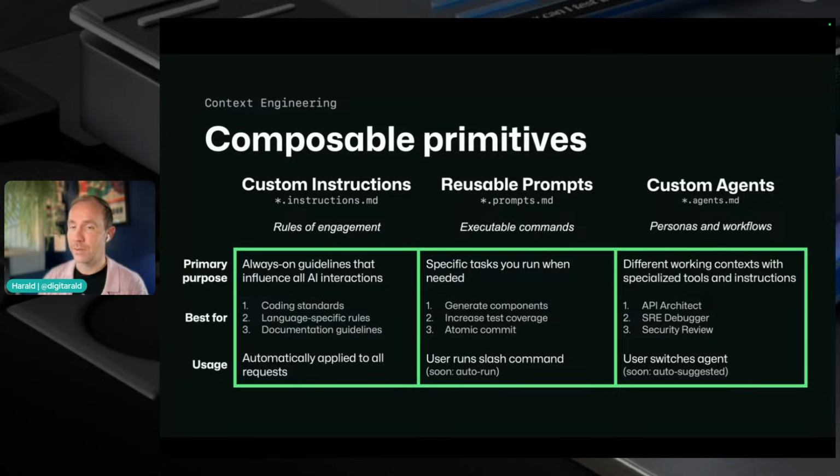And last, we have custom agents. Those are small to big workflows that really represent specific context, specialized tools, and instructions that allow the agent to do specific powerful things a lot faster or for a lot longer.